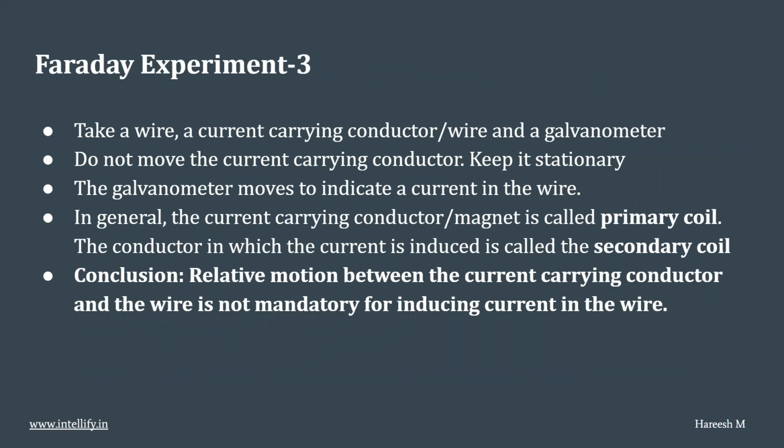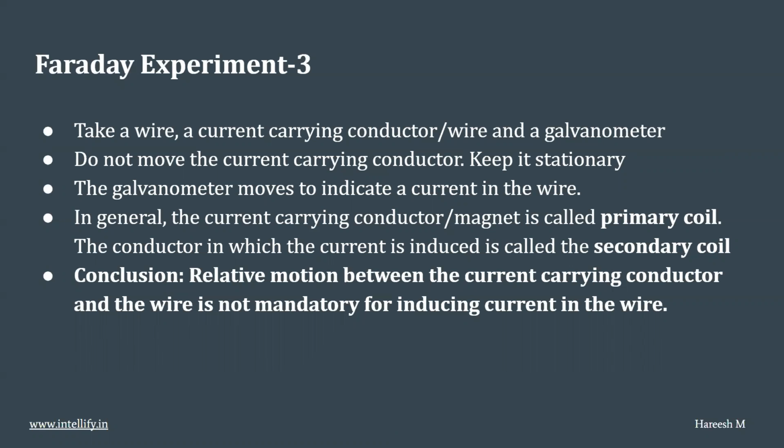Now what is the third experiment? In the third experiment, he took the same setup as experiment number 2: a wire, a current carrying conductor, and a galvanometer. But in this case, he didn't move the current carrying conductor. He just kept it stationary, and he observed that there was a deflection in the galvanometer even though the current carrying conductor was not moving. Whenever he was switching the current carrying conductor on or off, there was an electric current in the wire. So he concluded that relative motion between the current carrying conductor and the wire is not mandatory for inducing current in the wire.